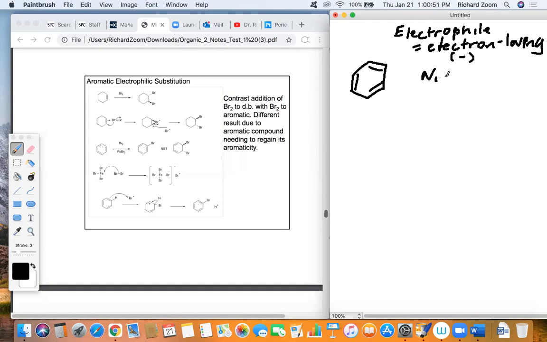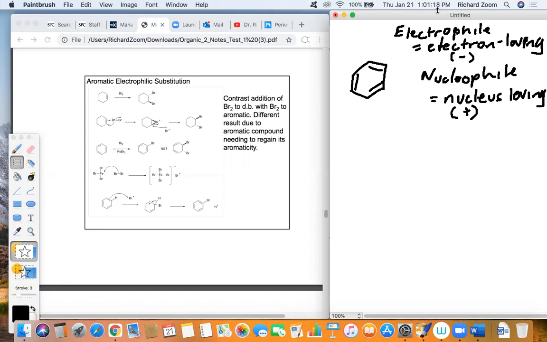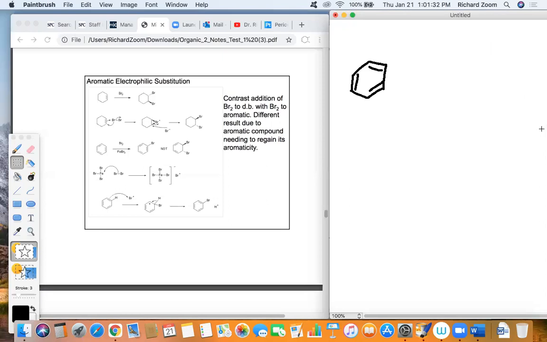Nucleophiles, if you think of the word nucleo, you could call it like nucleus loving. And what's in the nucleus? Protons. So positive loving. So nucleophiles are generally negative. Electrophiles are generally positive. So that's what we're talking about with electrophilic aromatic substitution. Any questions so far? Now, it's going to be called substitution because the Br is substituting for an H on the ring. That's where that comes into play.